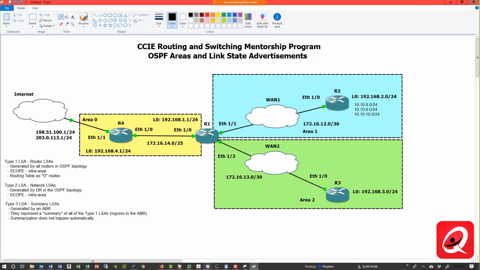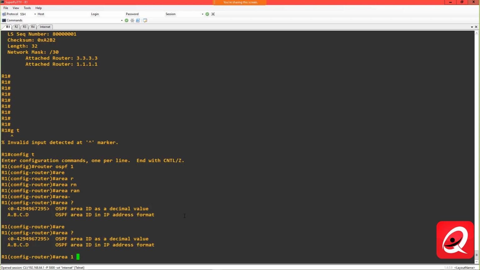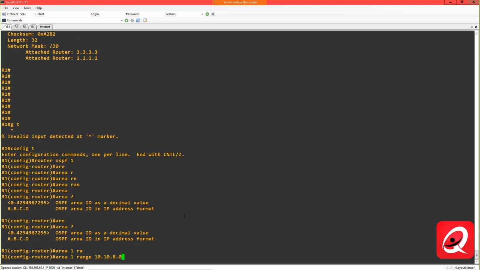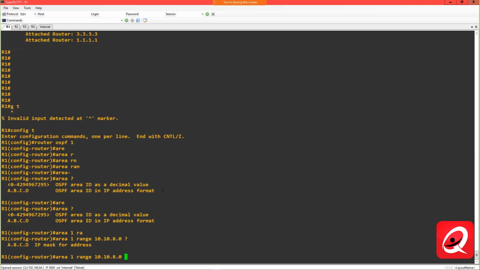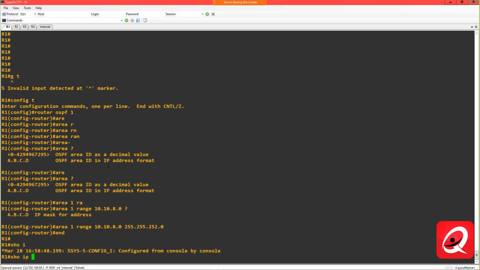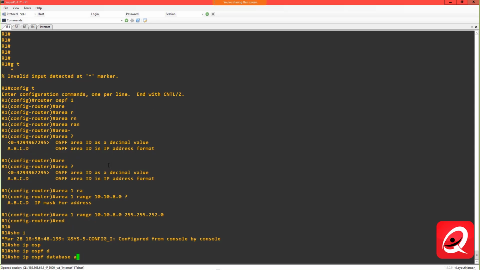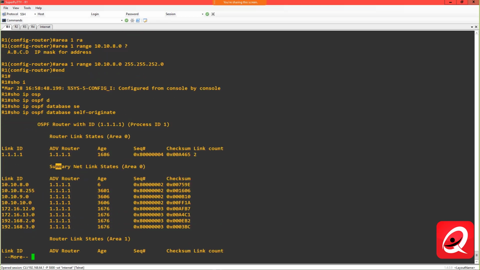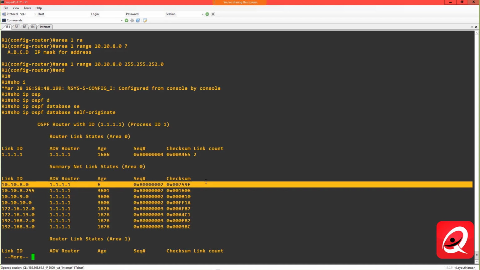So let me go back to my router here, and I'm going to say area 1 range, and we're just going to do 10.10.8.0, and then we can specify the mask for the summary. We'll just do a block of 4 in this case, so that's going to include 8, 9, 10, and 11, and that's it. So now if I do a show IP OSPF database self-originate, I can see that the summary netlink states are being advertised, and this one right here, because the age is 6, obviously is the one I just created, indicates the summary that I just started advertising.